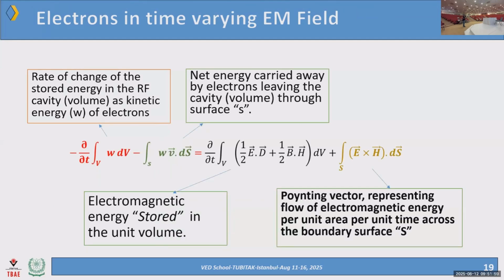So if I just rearrange it and we discuss it term by term, the first term is the rate of change of the stored energy in the volume as kinetic energy of the electrons. This is the net energy of the electrons which are leaving through the surface. This is the electromagnetic stored energy in the volume, and this term, which I have bolded, is the Poynting vector, representing flow of electromagnetic radiation energy per unit area, per unit time from the boundary of the surface S.